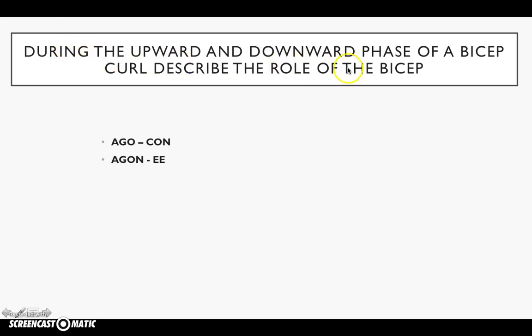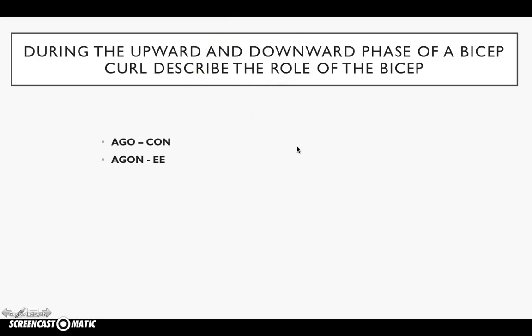During the upward and downward phase of the bicep curl, describe the role of the bicep. So important information, upward and downward phase. We have to be talking about a bicep curl during the upward phase and the downward phase, and describe the role of the bicep. This is the memory method for you, agicon, agony. So try and answer that question for me.